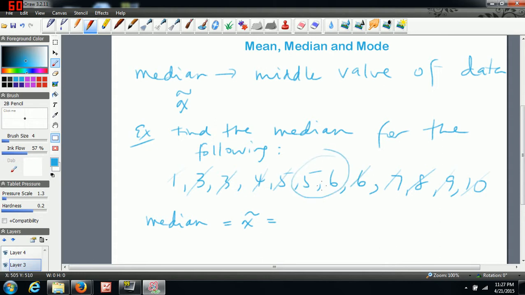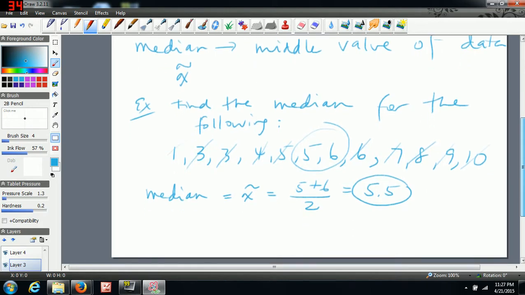Now, if I end up with more than one number, so if I end up with 2, normally you would end up with 1, but if you end up with 2, what you're going to do is just take the average of those 2, so you're going to add them and divide by 2. You're going to get 5.5, and that would be your median for this set of values here. Okay? And we can actually try a different example. Say you had an example where you had the following numbers.